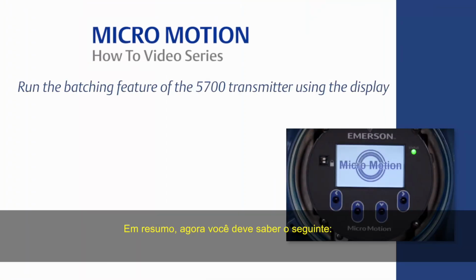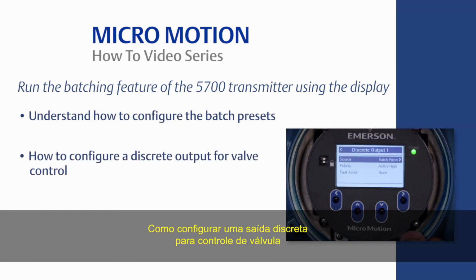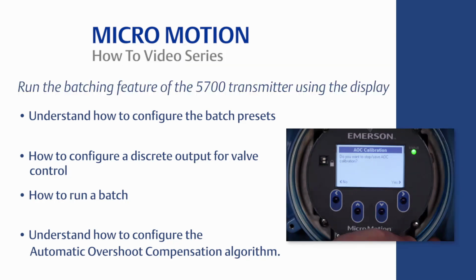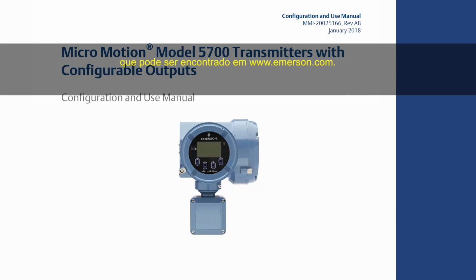In summary, you should now know the following. Understand how to configure the batch presets, how to configure a discrete output for valve control, how to run a batch, and understand how to configure the automatic overshoot compensation algorithm. For the complete set of configuration instructions, please refer to the Micromotion Transmitter Configuration and Use Manual, which can be found on www.emerson.com.